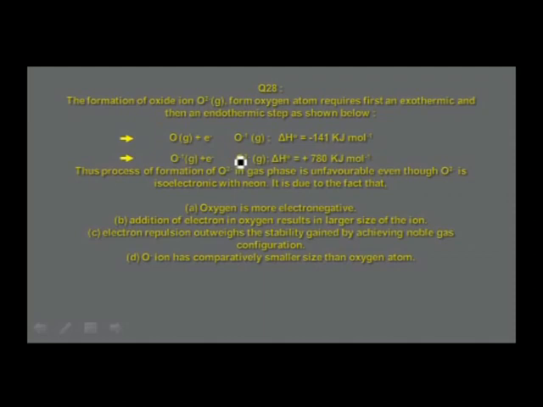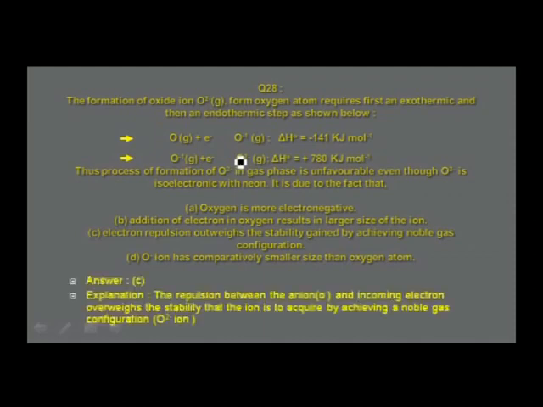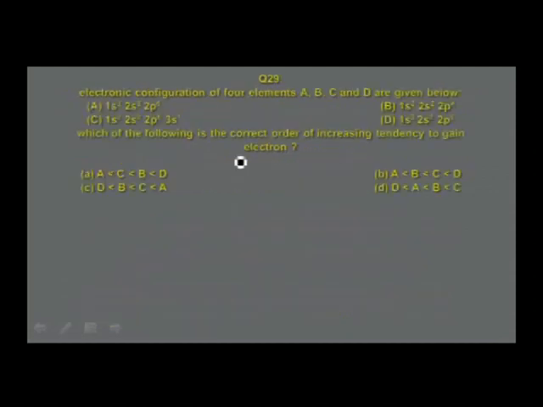I find the answer is in option C, electron repulsion outweighs the stability gained by achieving noble gas configuration. O2 minus has 10 electrons as that of neon, but that stability is overcome by the repulsion between the negative charge on O minus and the negative charge of the electron. Because of the repulsion, this formation of O2 minus from O minus is an endothermic reaction. Therefore, stability is not to be considered here. We have to look into the fact that there is a repulsion between the negatively charged oxide ion and the electron. We shall move to the next one.